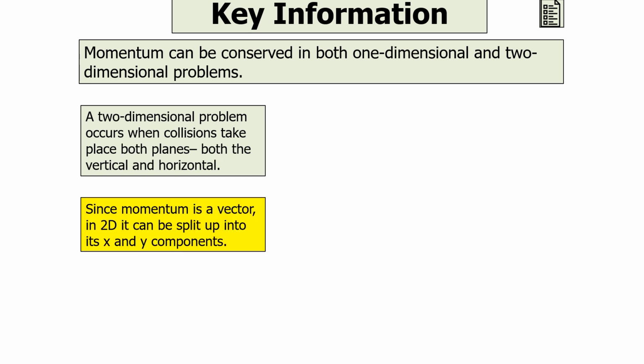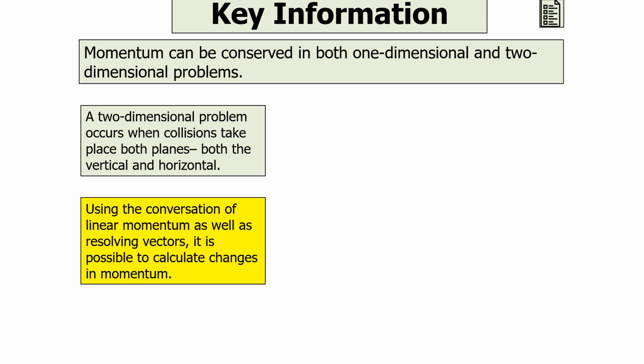Now, since momentum is a vector, in 2D it can be split up into its x and y components. So in collisions and interactions, the linear momentum is conserved in all directions. So using the conservation of linear momentum as well as resolving vectors, it's possible to calculate changes in momentum.